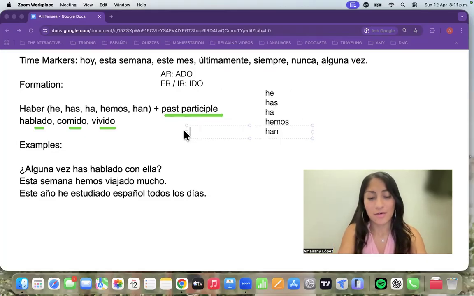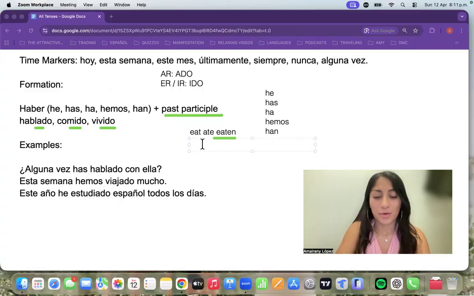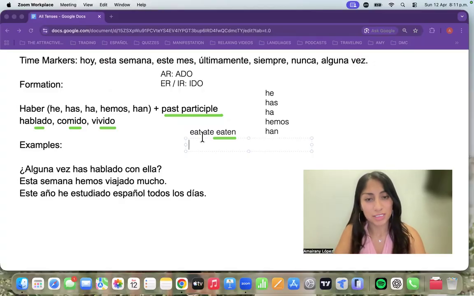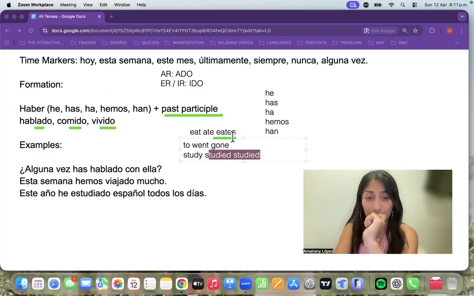Now, the past participle in English, I can give you an example. For example, we have eat, ate, and eaten. The last one is going to be the past participle of eat, eaten. Then we have to go, went, and gone. Then we also have some regular ones, meaning to study, studied, and studied. Regular means that it's not going to change, okay?